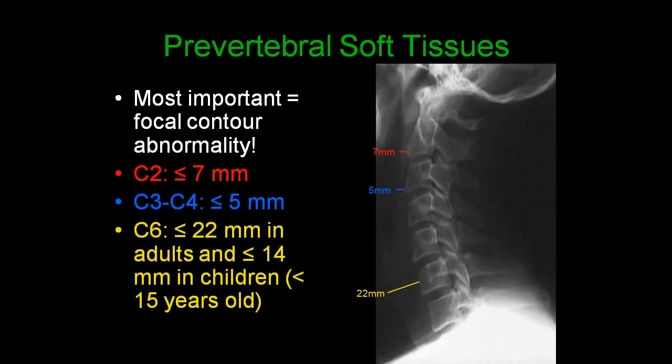level, they should be less than or equal to 22 millimeters in adults and 14 millimeters in children less than 15 years old. At the C5-6 level, there's a natural slight increase in the size of the prevertebral soft tissues, which is normal because the esophagus starts in this region.